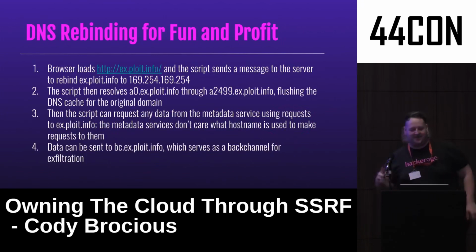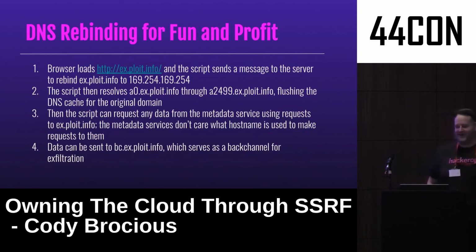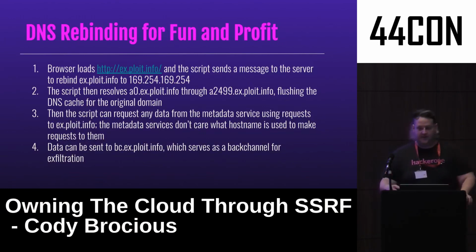So let's say that the browser actually does load that x.ploit.info. When it loads, the script tells the server, okay, I'm here, I've loaded, rebind. And the DNS server on the other side says, okay, exploit.info is now 169.254, et cetera. At this point, the browser, if it tries making requests to exploit.info, is still going to hit the original server. The reason is that Chrome has its own DNS cache, but it's only limited to 2,500 entries.